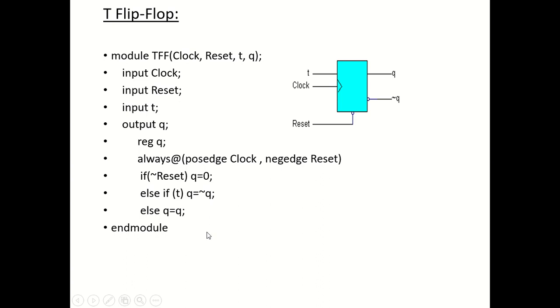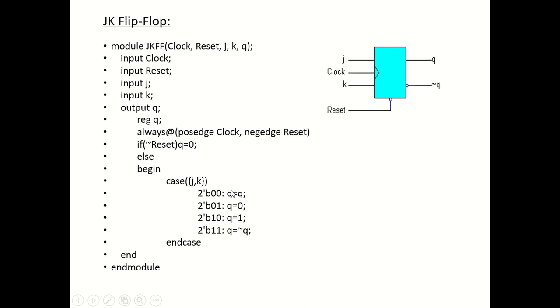So the output will get toggled when it finds an input of T equal to 1. Else, Q is equal to Q only. It will be in the same state as the previous state. If T is equal to 1, it will toggle to the next level.